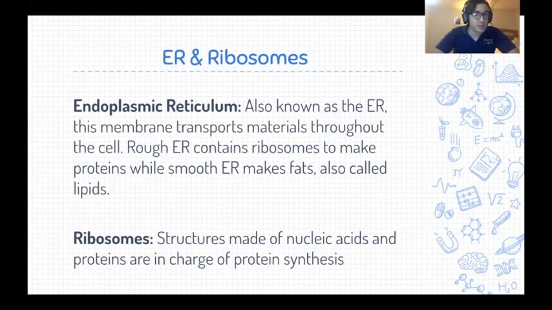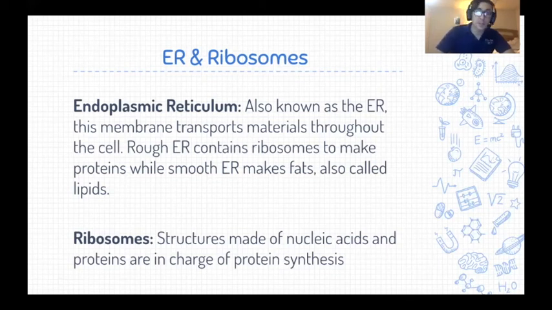The next organelles that I'm going to be talking about are the endoplasmic reticulums and the ribosomes. So the endoplasmic reticulum, we abbreviate it as the ER. Now, something very interesting is that we have two different types of endoplasmic reticulum. We have the rough ER, which contains ribosomes that make protein. Okay, so when we say rough ER, it always has ribosomes on its surface. Now, there's also a different endoplasmic reticulum, which is called the smooth endoplasmic reticulum, and this primarily makes fats, okay? Or these fats are also called lipids.